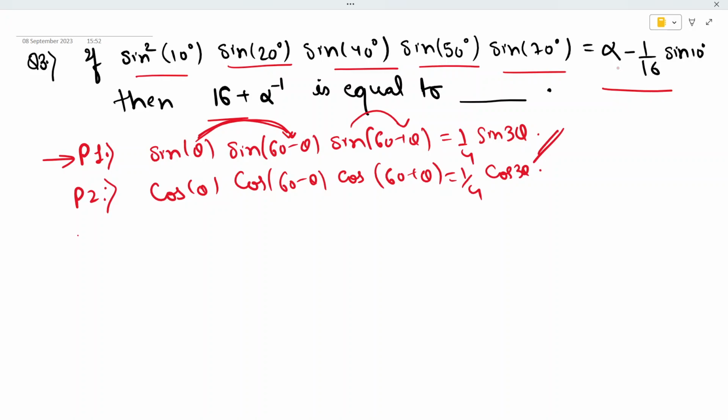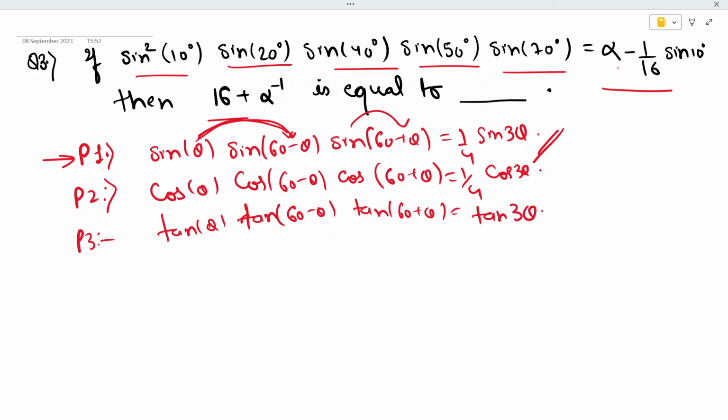Same, property 3, for tan theta also. We know that sin theta by cos theta is tan theta, so just divide. That is tan theta, tan(60 minus theta), tan(60 plus theta). But here the 1 by 4 cancels because we are dividing. That will equal tan 3 theta. Now let's move to the question.